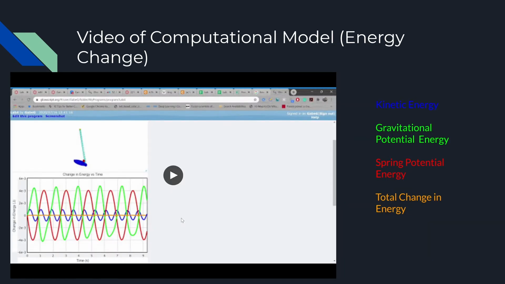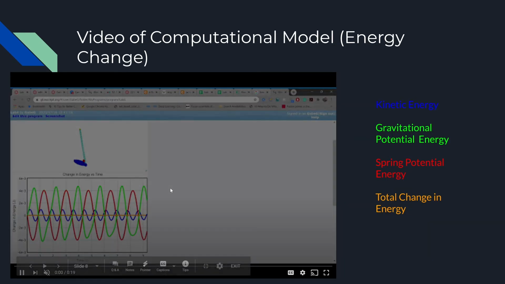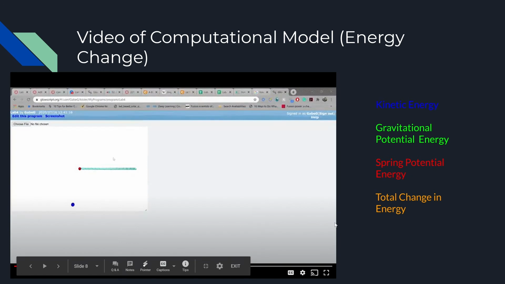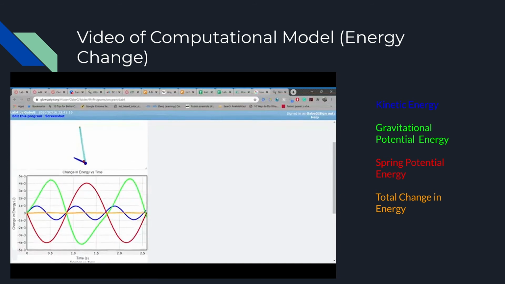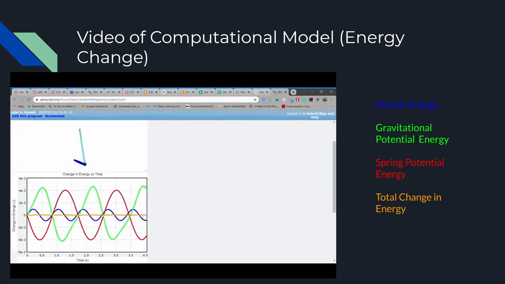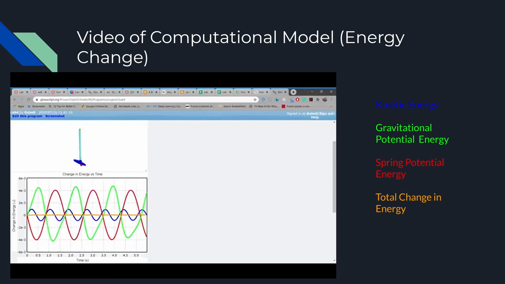So here's a video of my computational model for the change in energy. The kinetic energy was blue, gravitational was green, spring was red, and total change in energy was orange. And it should be noted that the change in energy over time stayed 0.